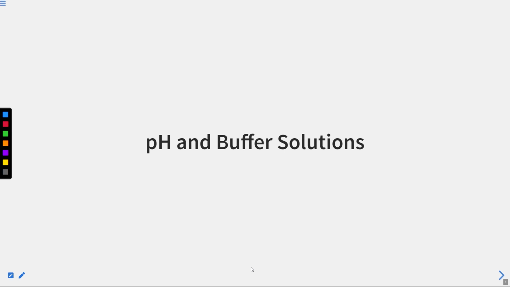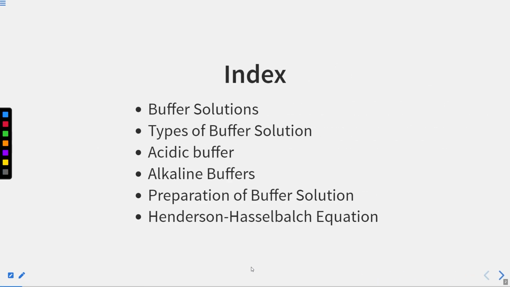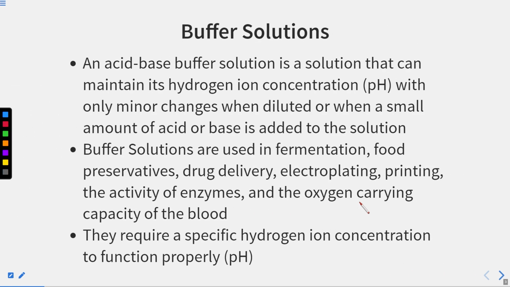So we are studying biochemistry, and without pH and buffer solutions, our biochemistry won't be complete, right? So in this session we will study what buffer solutions are, then the different types of buffer solution. They can be acidic buffer or alkaline buffer, and we will see some examples of these. Then there will be the preparation of buffer solutions, and then we will study the Henderson-Hasselbalch equation. All these things we are going to study in this particular session.